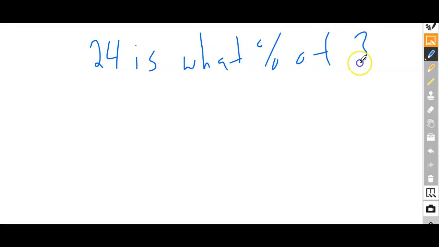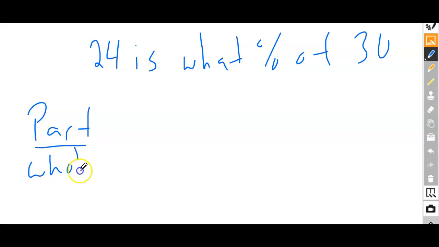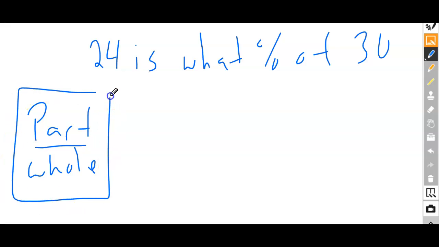So let's review real quick. We've got 24 is what percent of 30? So anytime we do this, we need a part over whole, right? Anytime we have to find a percent, you need a part and a whole. That's the key. So my part is 24 over 30.